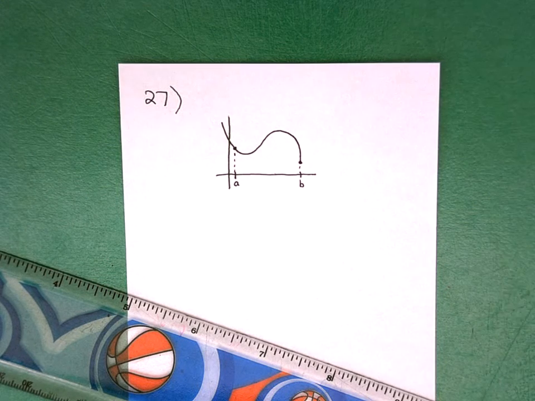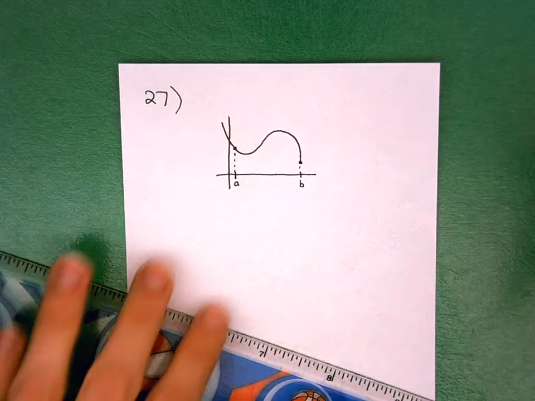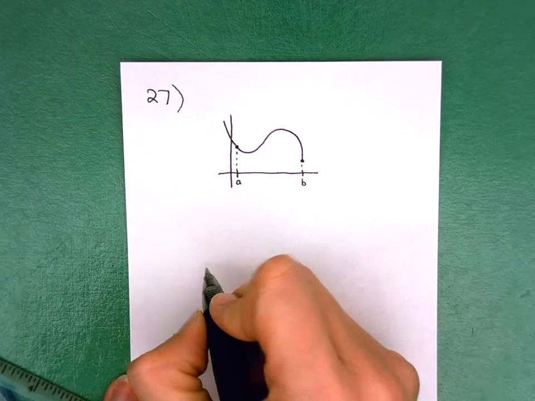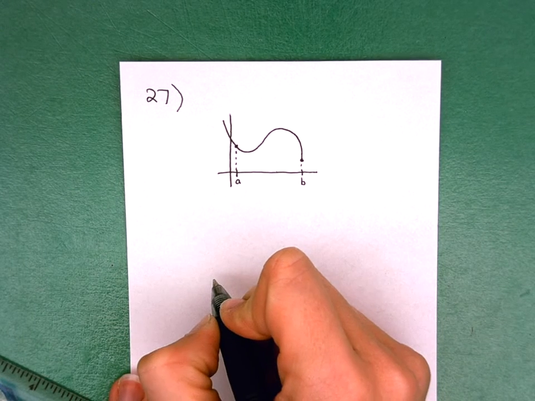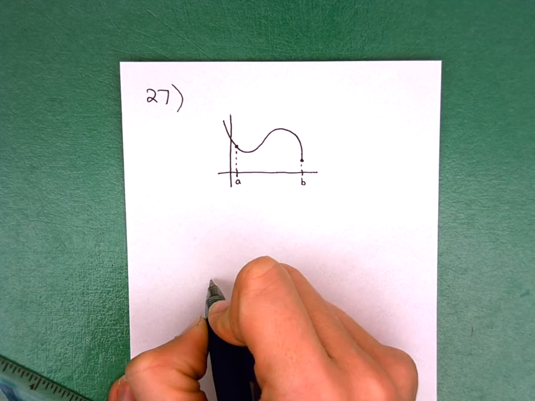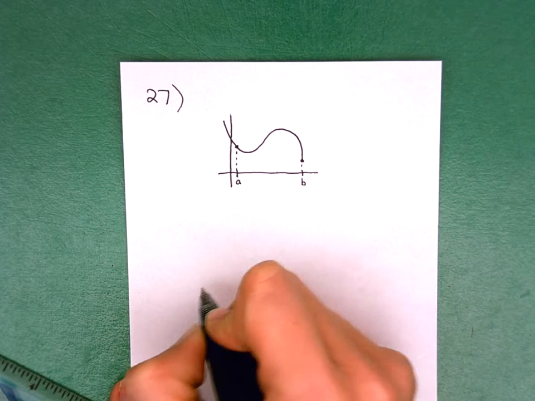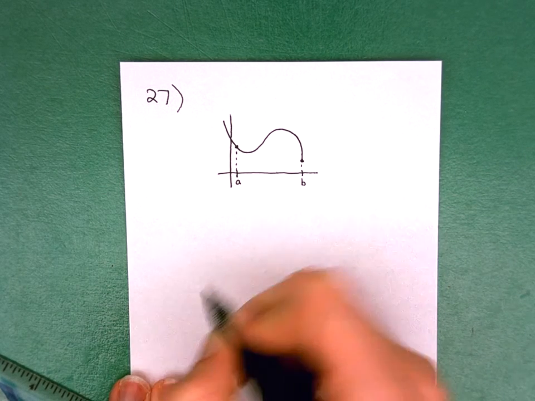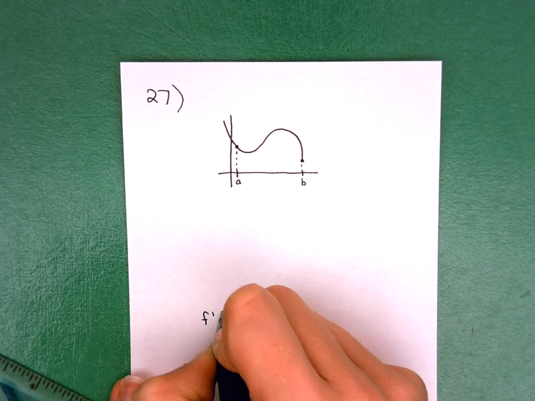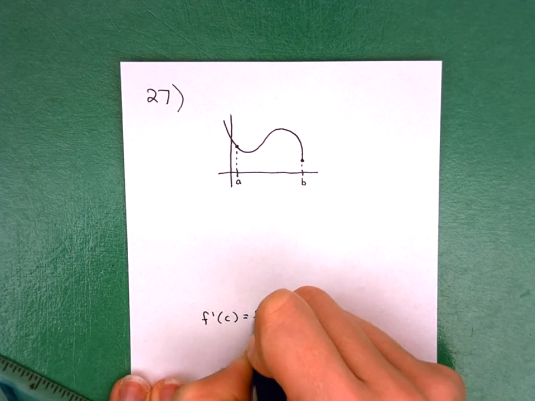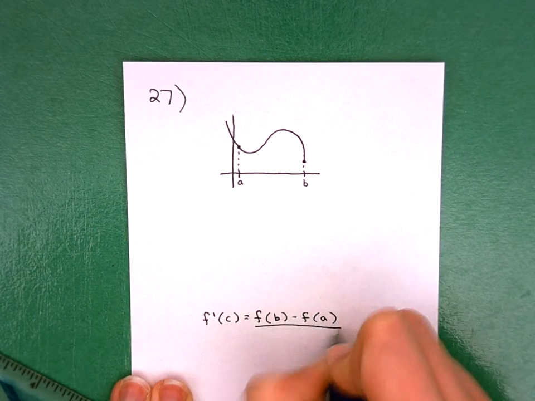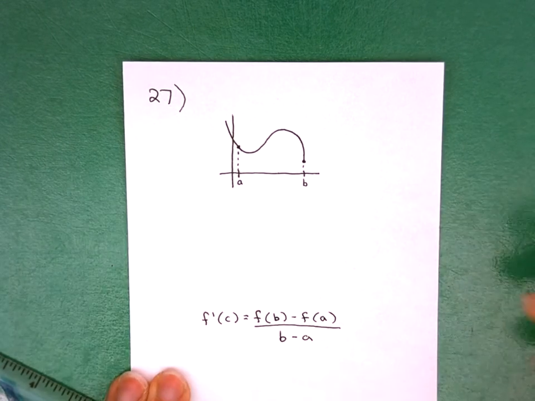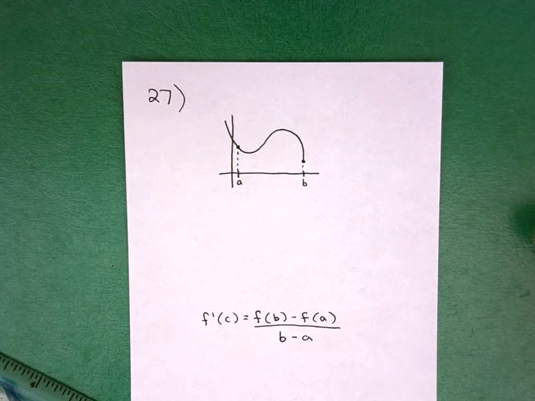Hi there. We looked today in class at the mean value theorem. The mean value theorem is a way of guaranteeing a particular slope. It says that if f is continuous and differentiable on a closed interval, then we are guaranteed a point C in that interval, not including the endpoints, so inside that interval, such that f prime of C is equal to f of B minus f of A all over B minus A.